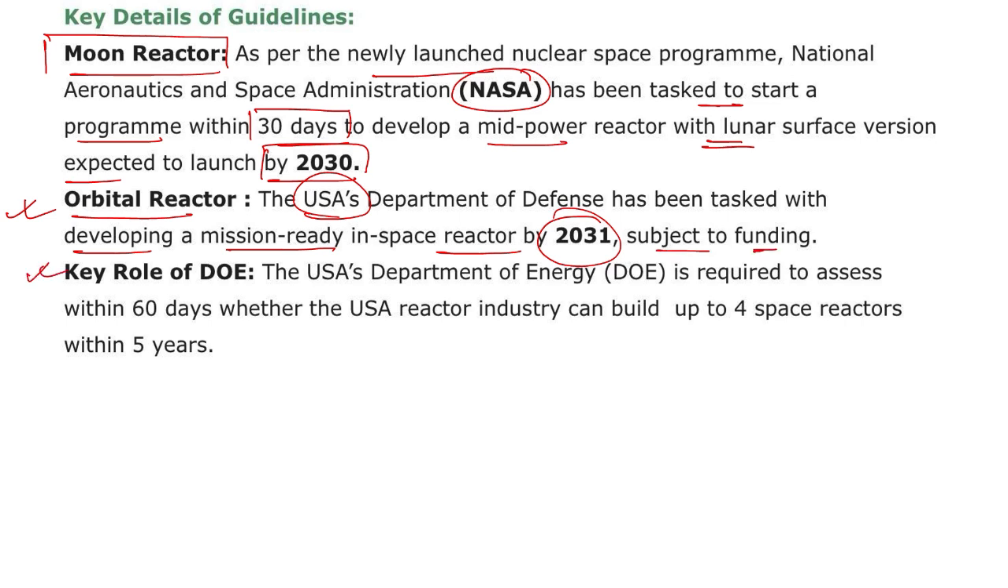And the key role of the DOE here, that is, the Department of Energy, is that it is required to assess within 60 days whether the USA reactor industry can build up to 4 space reactors within the next 5 years in order to meet the rise in energy demand that we are seeing.